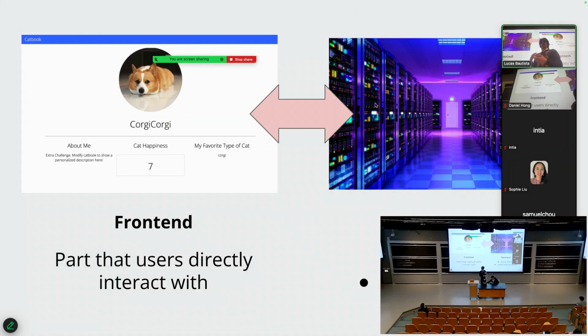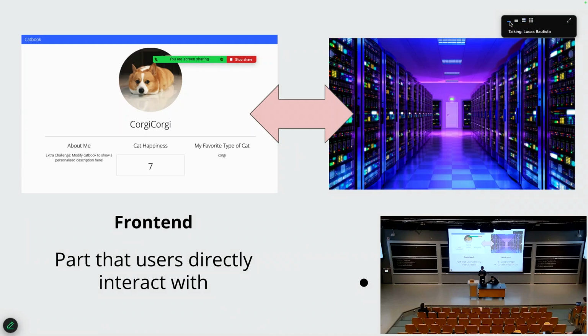Backend is used for data storage and data manipulation. So our front end would send requests to our backend, and our backend would send whatever refined information our front end wants.